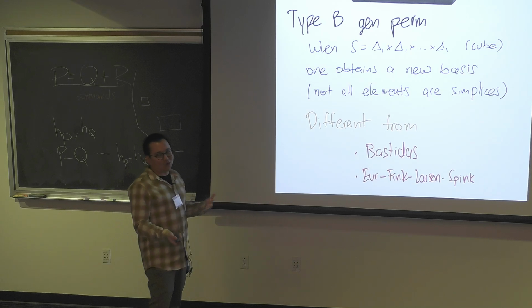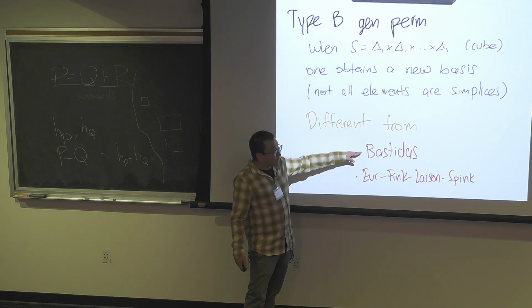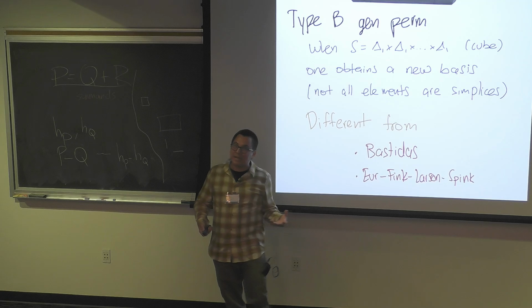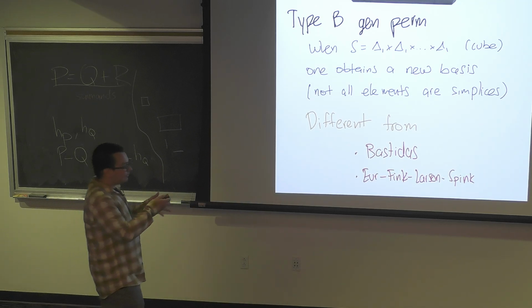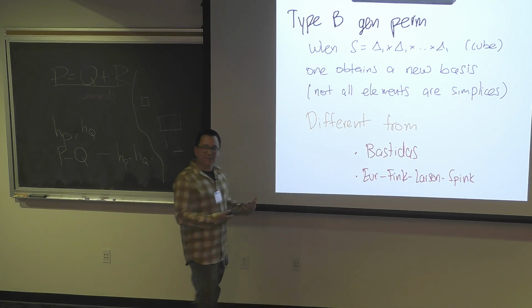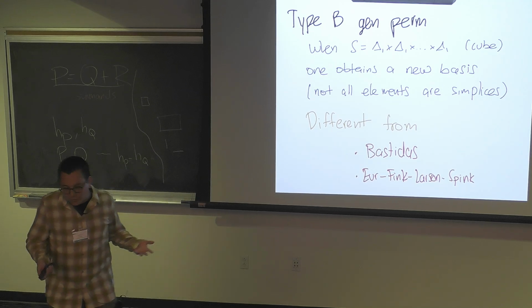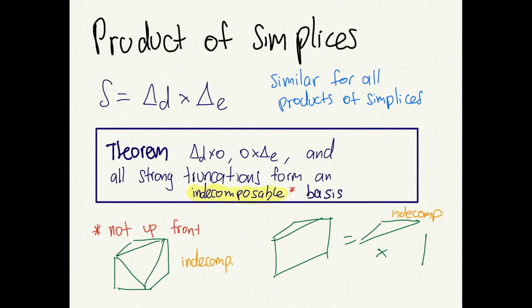Now, this was already done, and so we were late to the party. Jose Bastidas in 2021 has a basis. The basis takes more or less faces of the cross polytope and does something else. And Eur, Fink, Larson, Spink, they also have a different basis, also with simplices, so it's of course indecomposable. And they really use this to generalize some of these algebraic geometric results for the type B case. We have a different basis, especially because our basis is not full of simplices, it has something else.